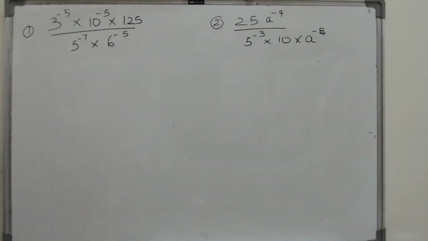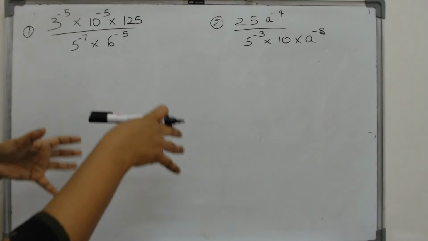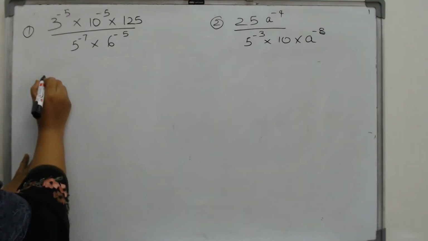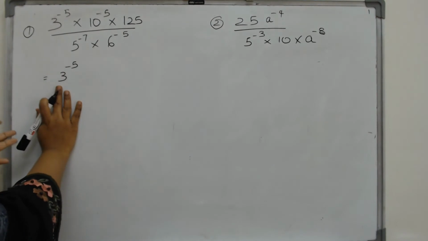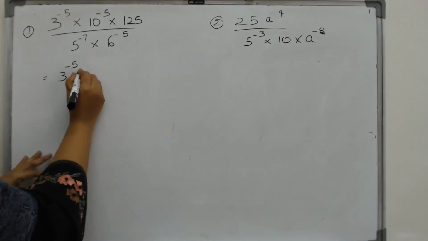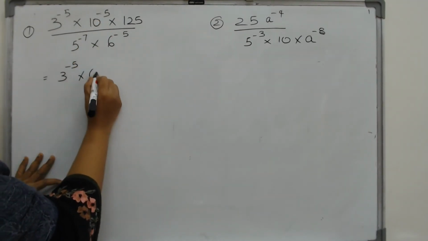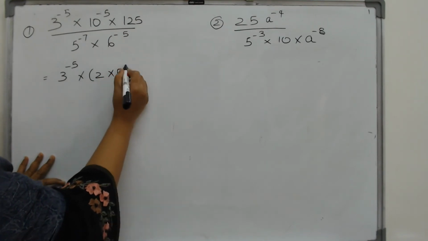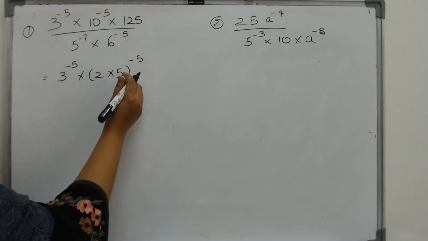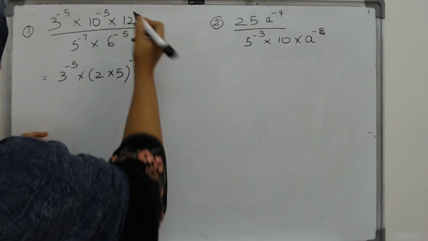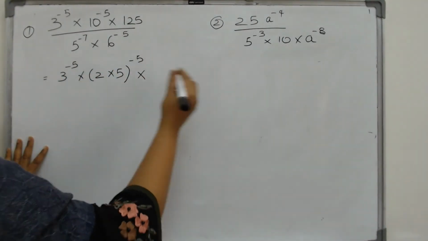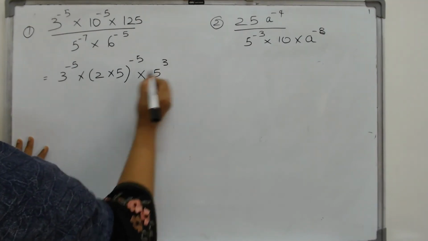Now let's do simplification questions. In simplification questions, you see the big numbers, reduce them into their factors. That will make it easier. Now 3 raised to minus 5, there is nothing you can do to 3. 3 is just 3 into 1. But then what about 10? 10 is 2 into 5, the whole raised to minus 5. Do not forget to put the brackets. And what is 125? It is 5 into 5 into 5, which is 5 cubed.